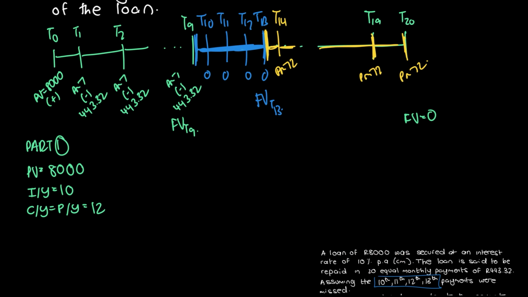We have our N, which is the T9 minus the 0, which is 9. And then we have the PMT, which is minus 443.32. And now we can work out the future value. So a reminder, this is just an ordinary annuity working out. If you're uncomfortable with this, I suggest you go watch the video on ordinary annuities before coming back here.